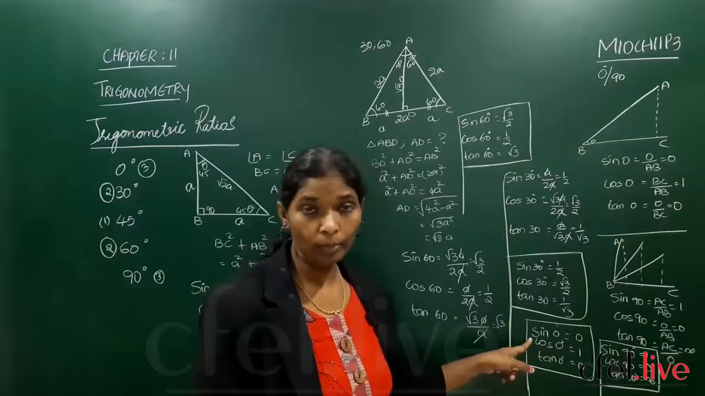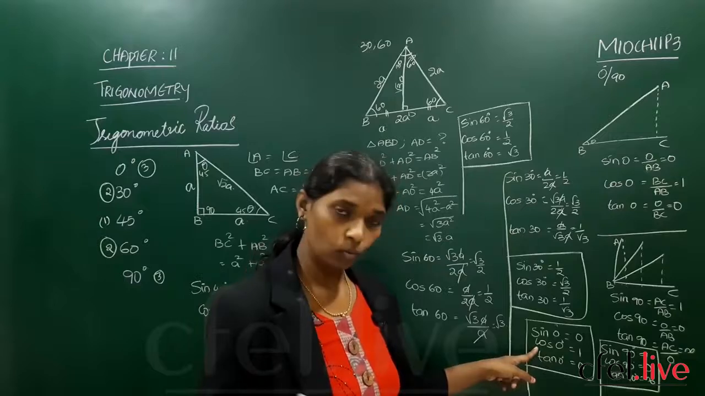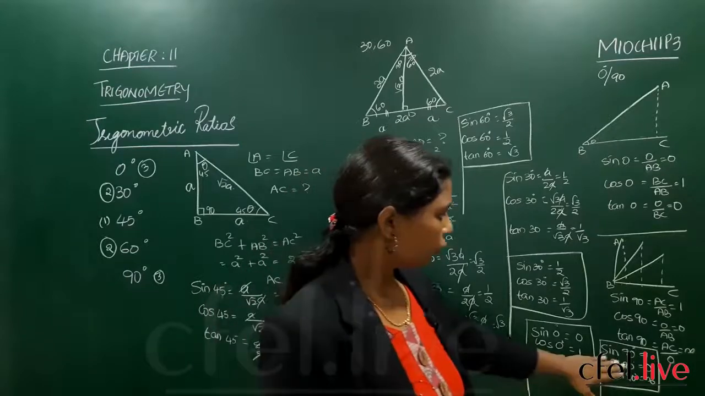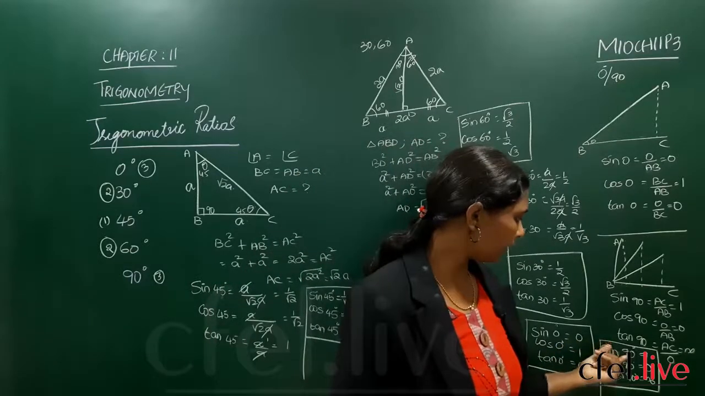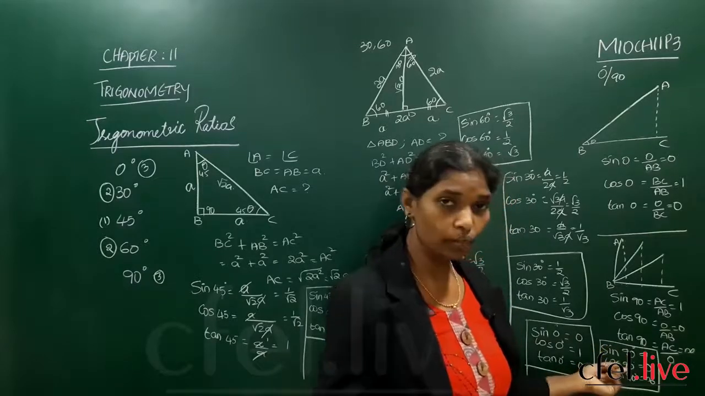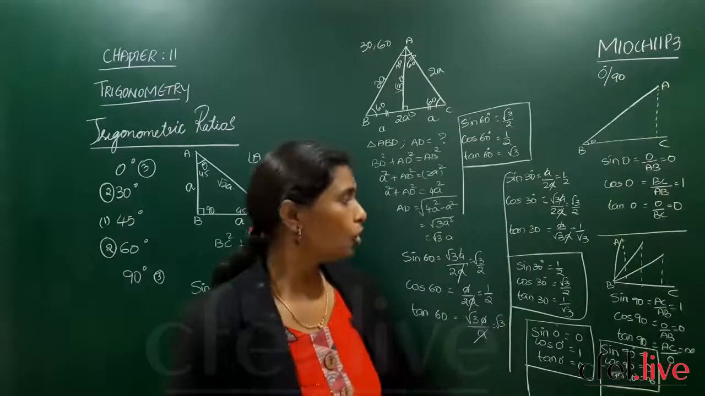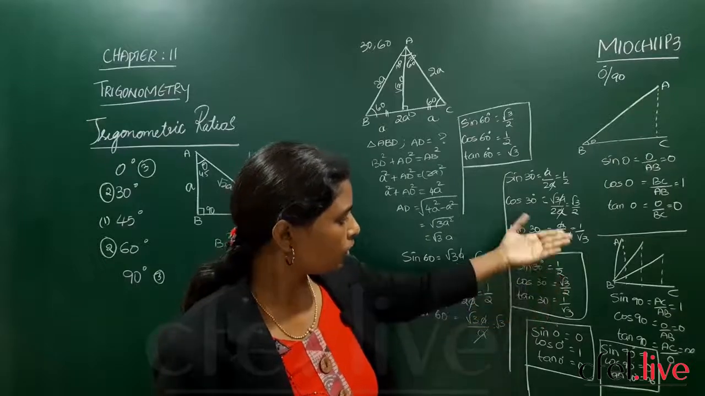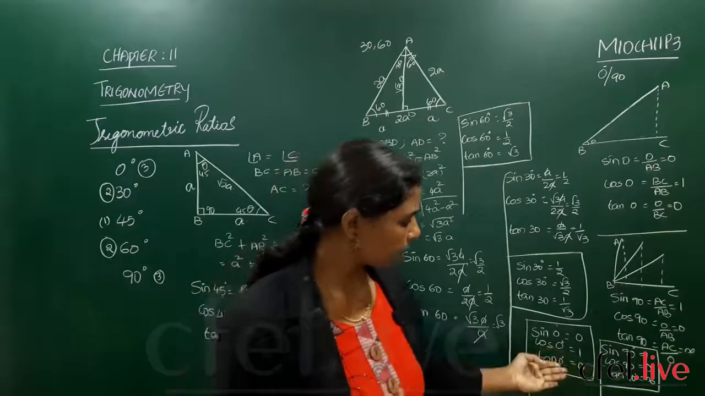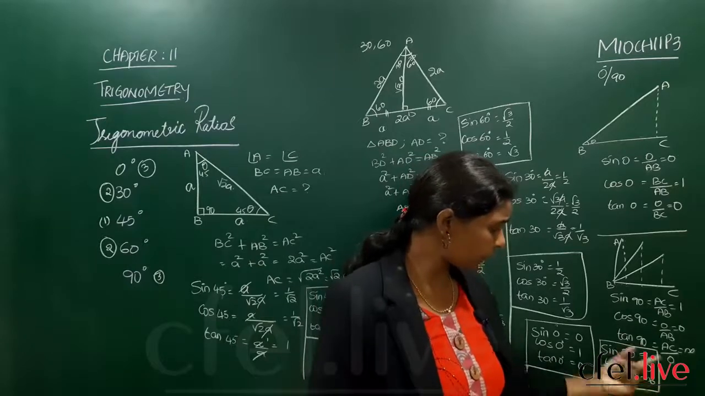Sin 0, 1 by 0. Cos 0, 1 by 1. Tan 0, 1 by 0. So these are also reciprocals. Sin 90, right, 1 by 1. Cos 90, 0 by 1. Tan 90, infinity by 1. Got it, children? You just make these reciprocals, the opposite. So 0 by 1 is 1 by 0. Here 0 by 1 means 1 by 0. Infinity by 1 means 1 by infinity.